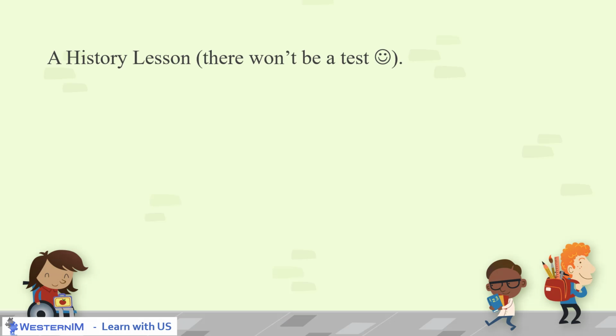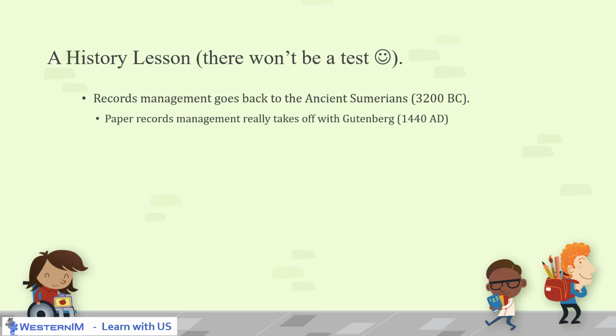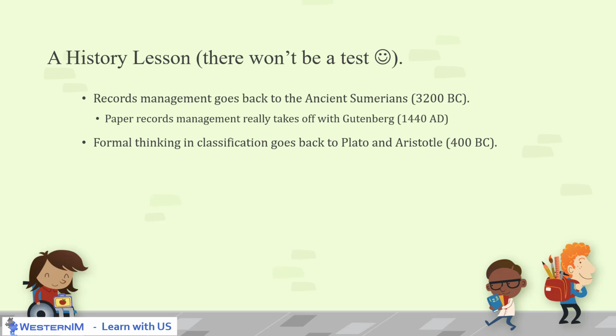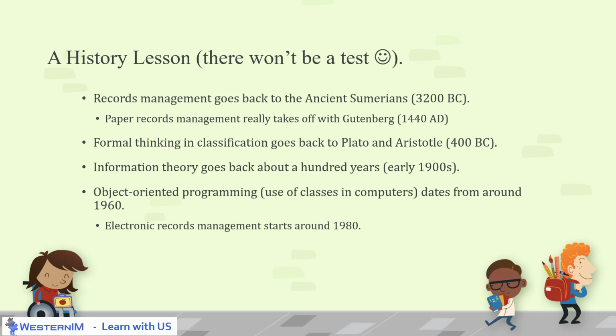Let's start with a history lesson. I promise there won't be a test. Records management goes back to the ancient Sumerians around 3200 BC, and managing paper records really takes off after Gutenberg invents the printing press around 1440 AD. Formal thinking in classification goes back to Plato and Aristotle around 400 BC. The mathematical underpinnings of information theory only go back to the early 1900s, and concepts of classification in computer science start around 1960. Management of electronic records only gets underway around 1980.